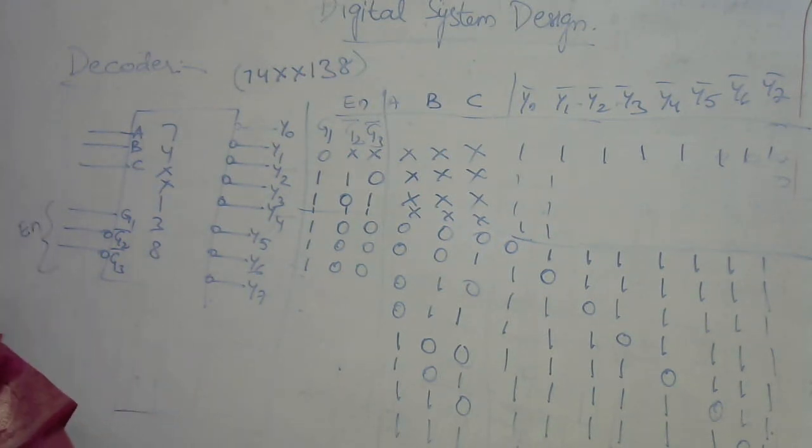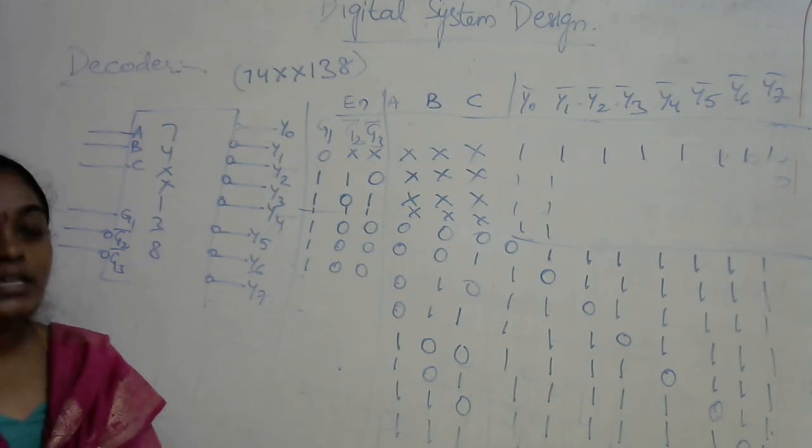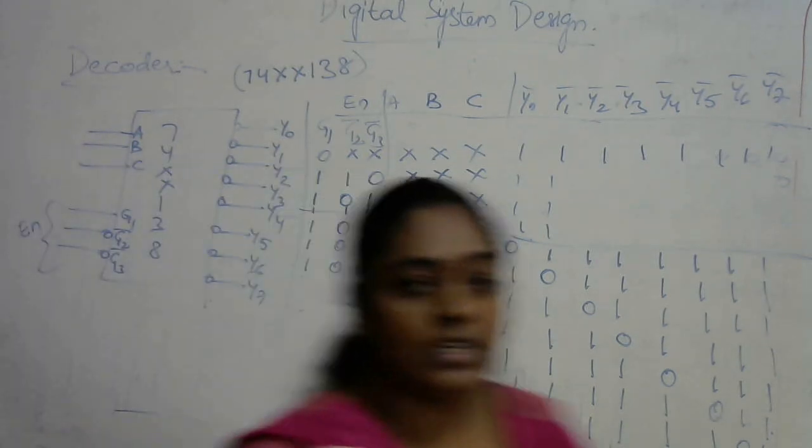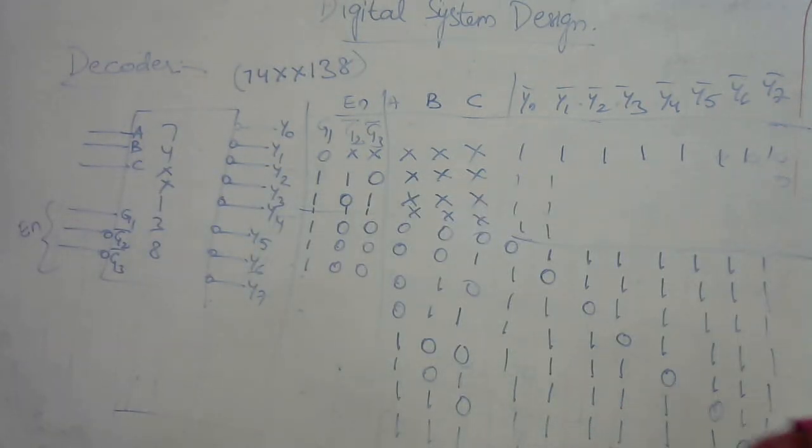What is meant by a decoder? What is the general size of a decoder? What are the different types of decoders? And what are the corresponding IC numbers for a decoder circuit?